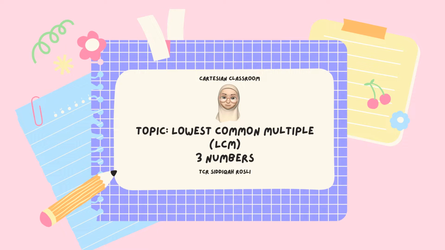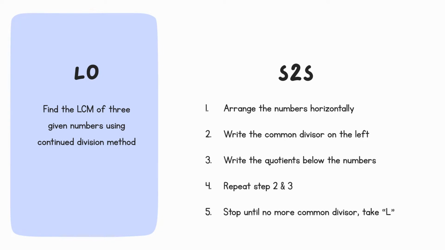Today we're gonna continue with our topic on lowest common multiple using the continued division method, and this time we're gonna do it in three numbers. So let's start. Our LO for today is we're going to find the LCM of three given numbers using continued division method. Our S to S for today are just the same as our previous lesson, but this time we're going to do it in three numbers.